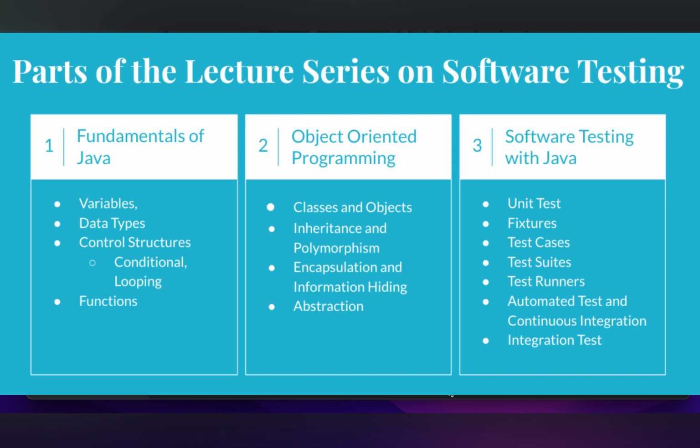The third part of this lecture series is about software testing with the JUnit framework. It's the final part, so I will focus more on software testing using JUnit. I will cover the basics of writing unit tests, organizing test suites, and leveraging JUnit features for efficient and comprehensive testing. By the end of this section, you will be equipped to write robust tests for Java applications.